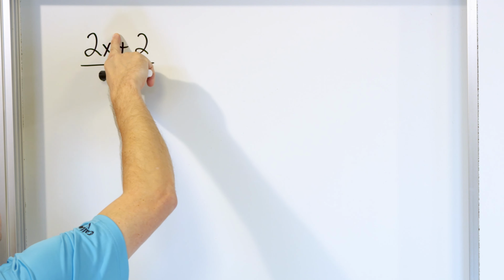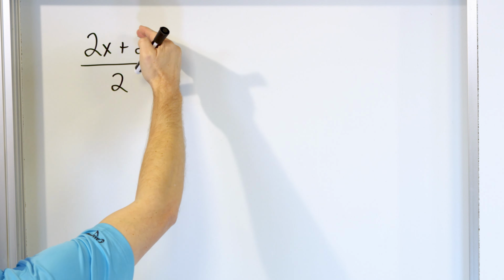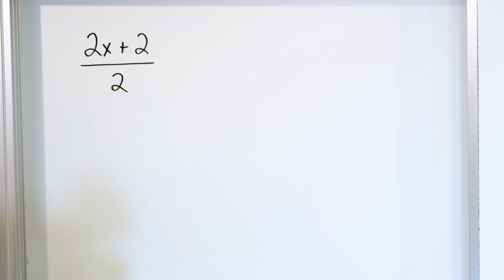So if you put in x is equal to 4, you would calculate the top with x is 4, and then you would divide that by 2. Whatever you got as an answer, you divide by 2.